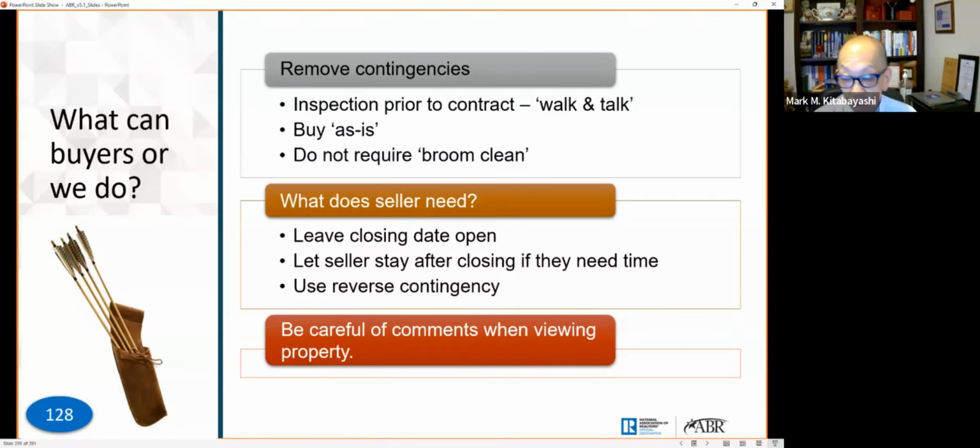And also be careful of comments when reviewing offers, right? Because of security cameras, that might become a disadvantage to you when they're reviewing offers. They say, hey, they said this, and I have a recording that they did this during the showing. I don't want to deal with them.